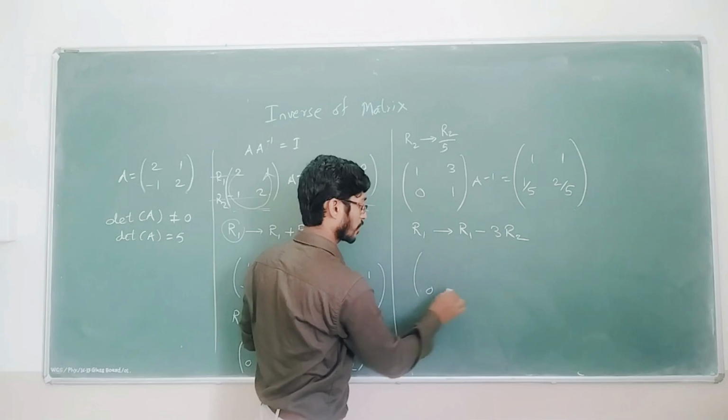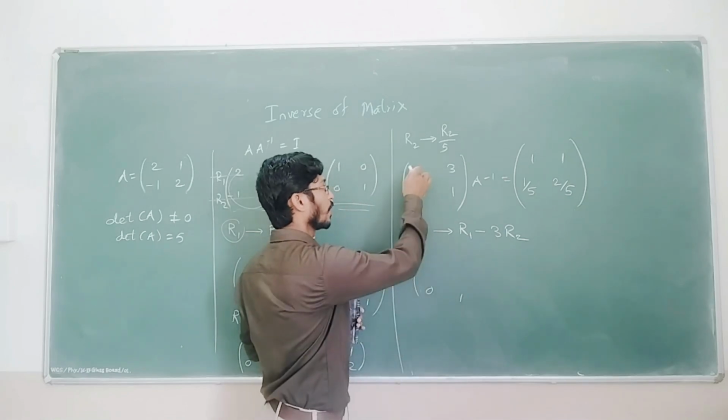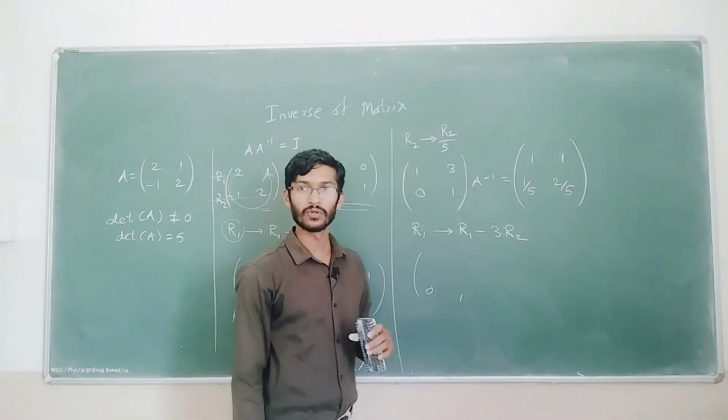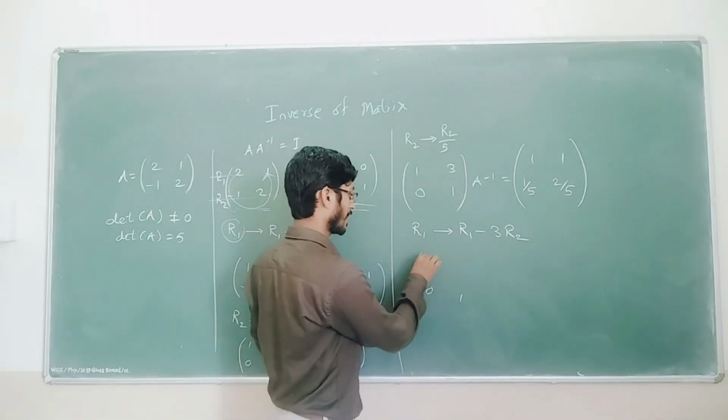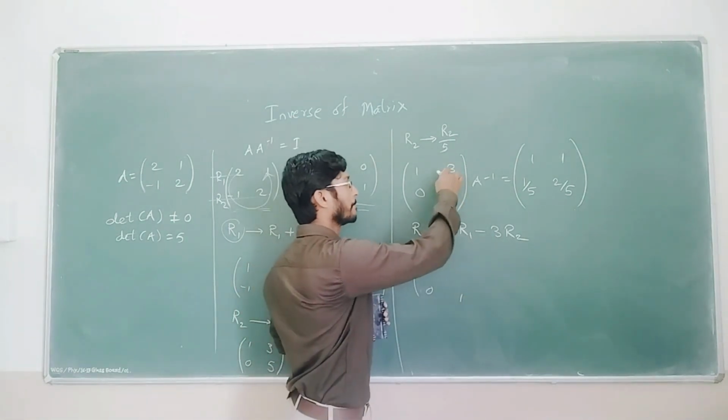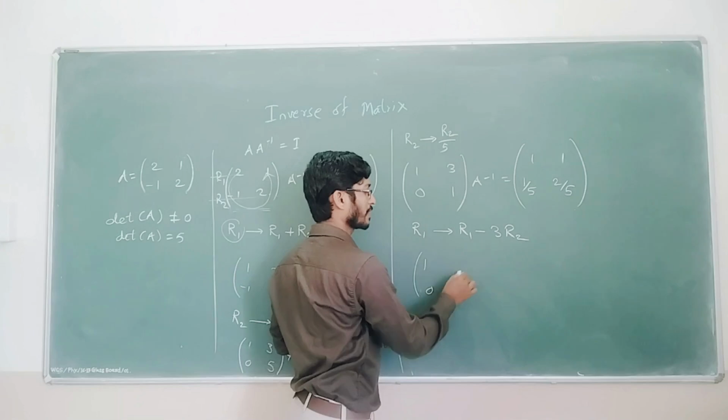First row has to change, second row will remain as it is. So 1 minus 3 into 0. So 1 is not going to change. 1 minus 0 is 1. 3 minus 3 into 1 is 3 minus 3, which is 0.